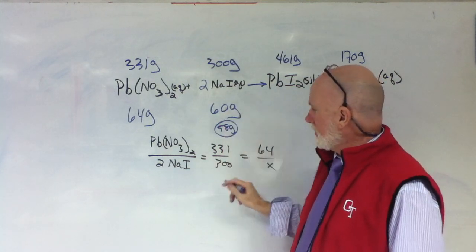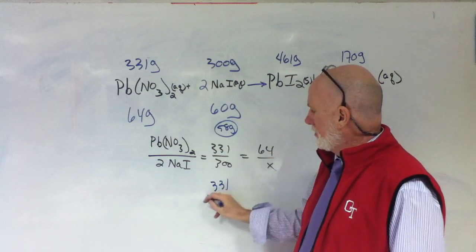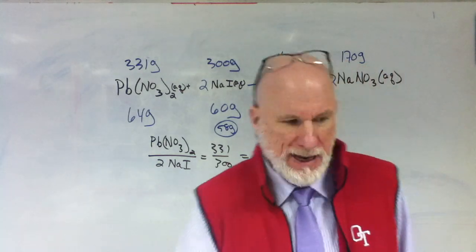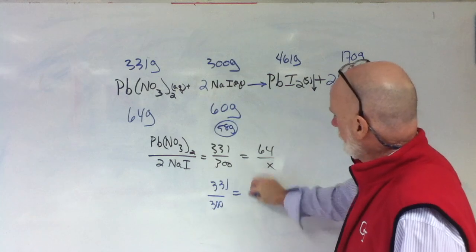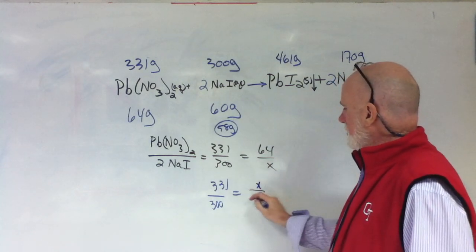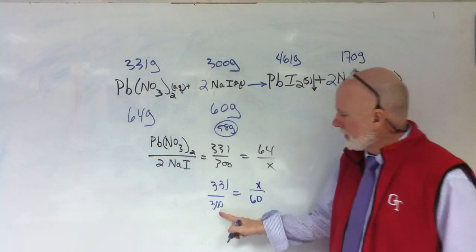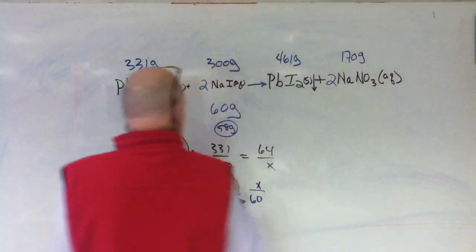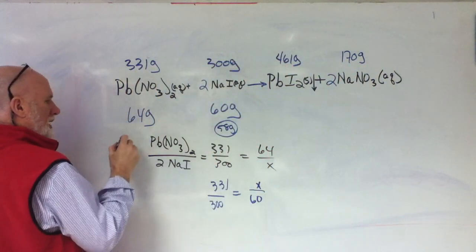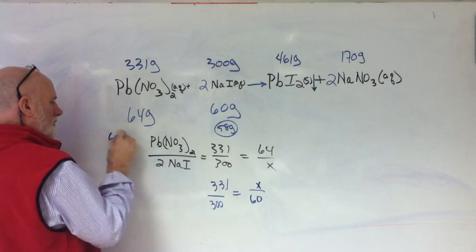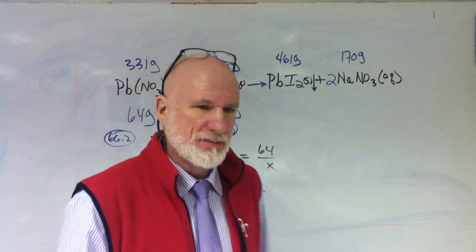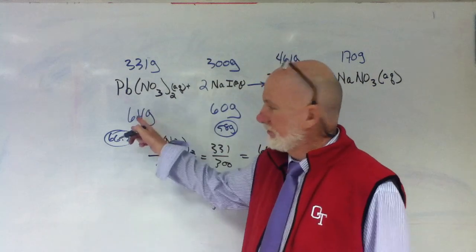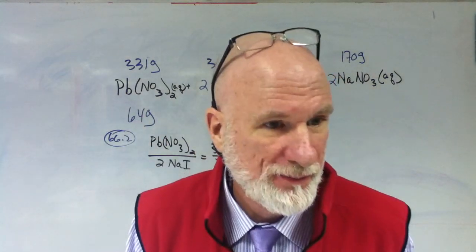All right, so now let's do this one. Let's do 331 over 300 equals x over 60. So what is 331 times 60 divided by 300? I'm going to circle the answer to the problem. 66.2. Do I have 66.2? No. So what's limiting? Lead nitrate. Was Ishmael right?